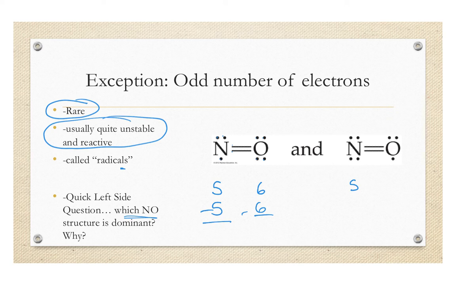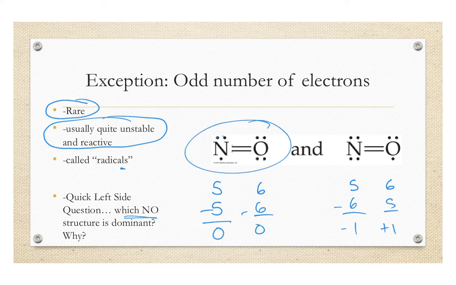Over here, the nitrogen has 1, 2, 3, 4. Half the bonds is 6, which gives me a formal charge of -1. The oxygen has 1, 2, 3, and half the bonds is 5, a formal charge of +1. Therefore, that is the structure that dominates.